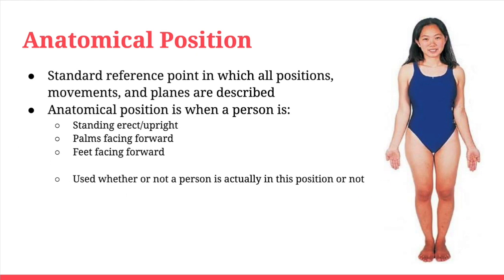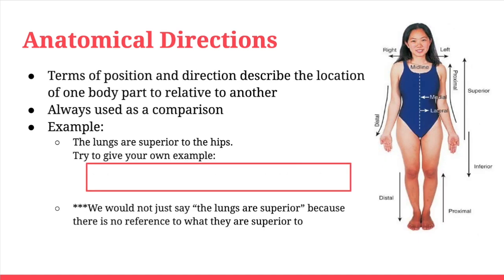Okay. If we look at anatomical direction, there are several directions, and we're always going to use the directions in comparison. You're always comparing the relative location of two structures to each other. An example I have written for you is that the lungs, which would be in the thoracic cavity up here, are superior to the hips, which would be here. If you look at this picture, we'll talk about superior on the next slide, but superior is shown pointing upward. That means that superior is closer to the head than something else. In this case, the lungs are closer to the head than the hips would be.